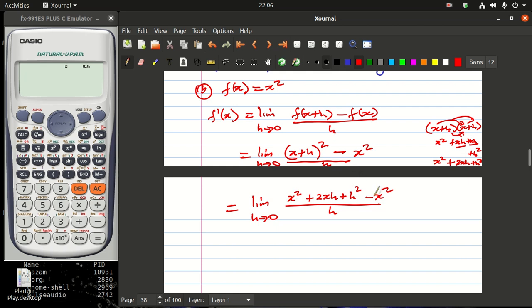I have x squared minus x squared, this one and that will go away, and now you are left with the limit as h approaches 0 of 2xh plus h squared all over h, because this one and that one go away. If I am plugging in h here, this whole thing will be 0. Plugging h here, this will be 0. 0 plus 0 is 0. Plugging a 0 here, we will end up having a 0. So I will have 0 over 0.